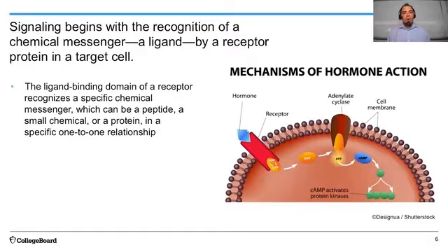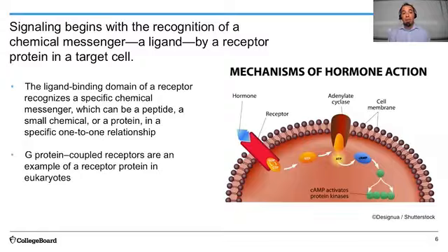So the ligand binding domain of a receptor recognizes a specific chemical messenger. The key is specific. They have to fit together, which can be a peptide, a small chemical, or a protein in a specific one-to-one relationship. And it's very important that the ligand has to match the receptor.